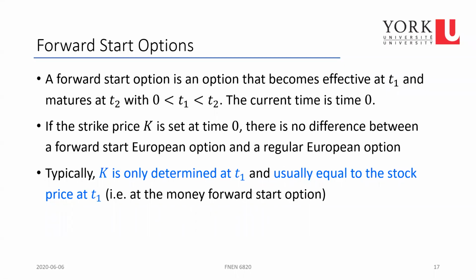Let's take a look at what we call the forward start options. A forward start option is an option that becomes effective or started at a future time T1. You are currently at time 0. The actual starting time of the option is a future time. Now the maturity of that is T2.